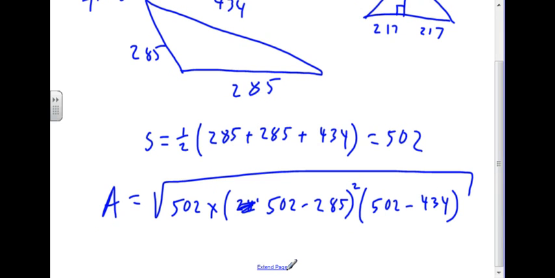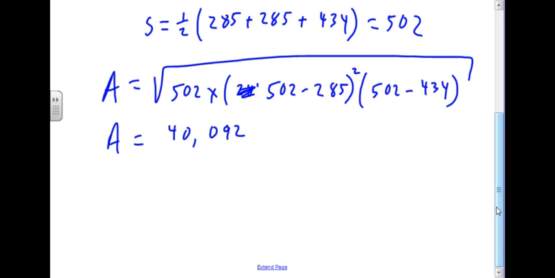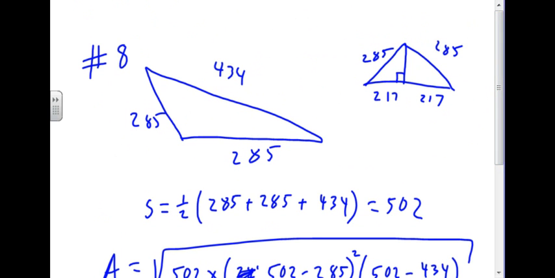Second function square root. Second function answer times parentheses 502, parentheses, second function answer, minus 285, close parentheses, squared, times, parentheses, 502, minus 434, close parentheses, equals, and I end up with my area being 40,092.